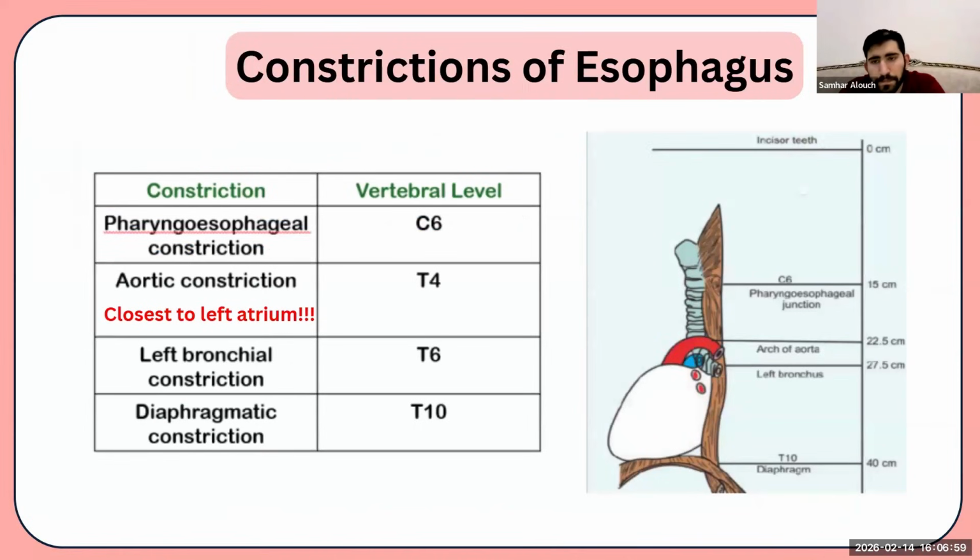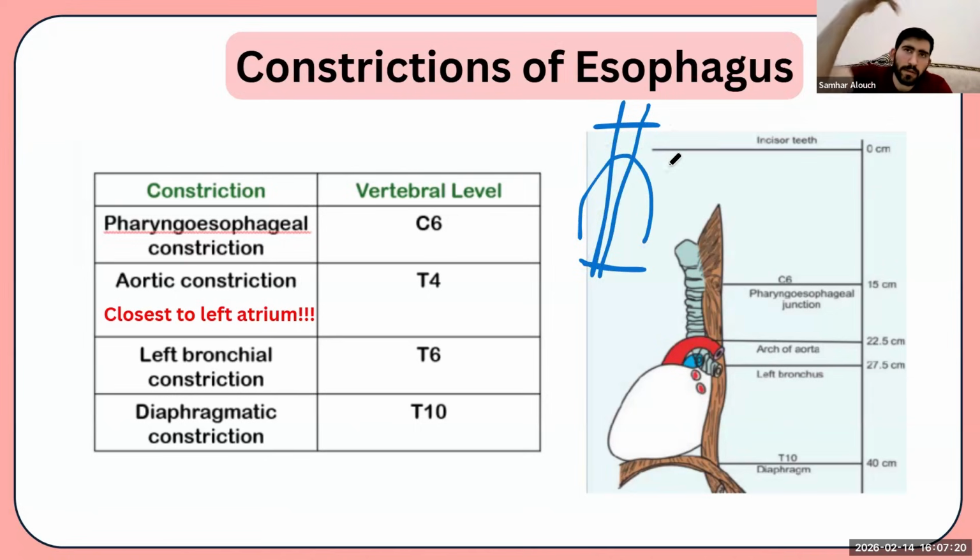Is it clear? Now let's talk about constrictions of the esophagus. So the esophagus is a tube that moves all the way from the upper part of the GI tract to the stomach. And it will meet many structures. It will meet the aorta where it does the arch.